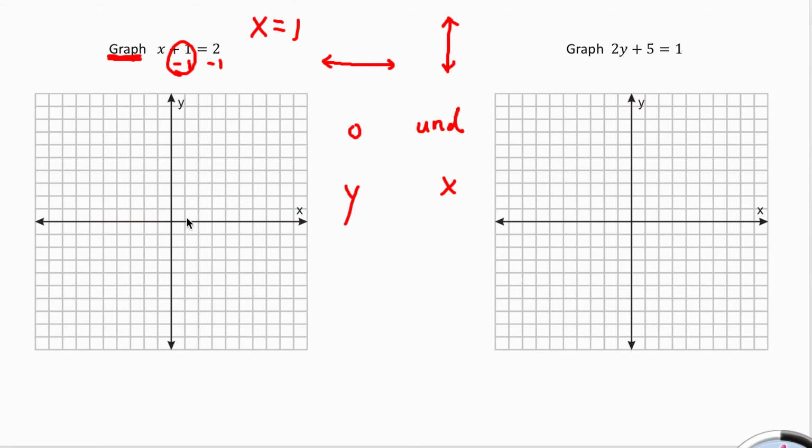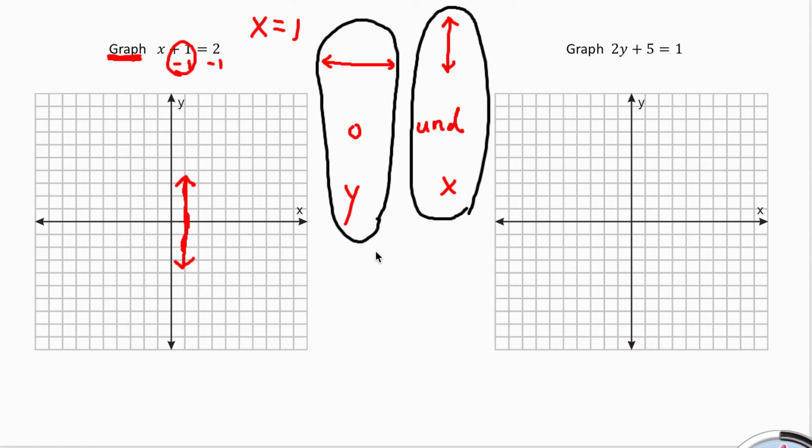So here's where x is 1. I'm going to put a mark there. And draw a line. It's either got to be vertical or horizontal, and this one is going to go through the tick mark where x is 1. It's a vertical line, right? These are all the same, connected.